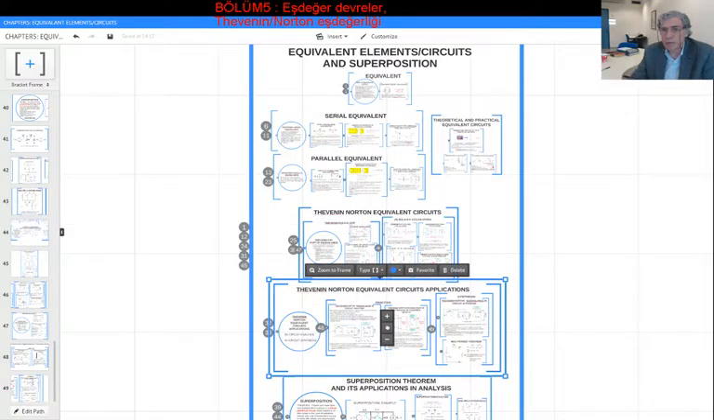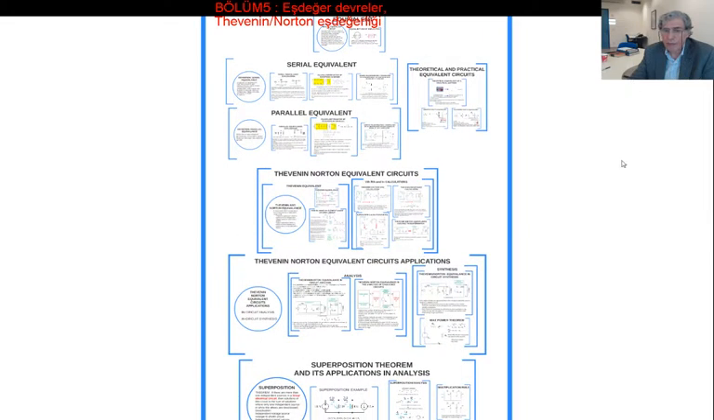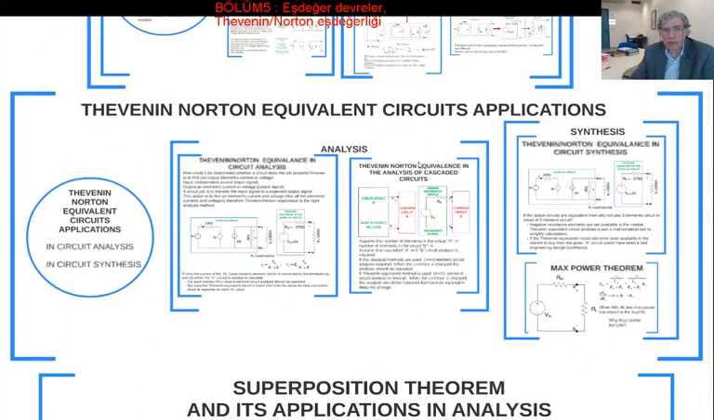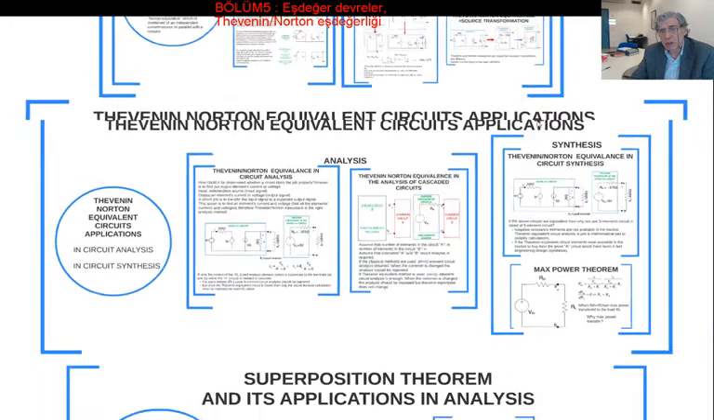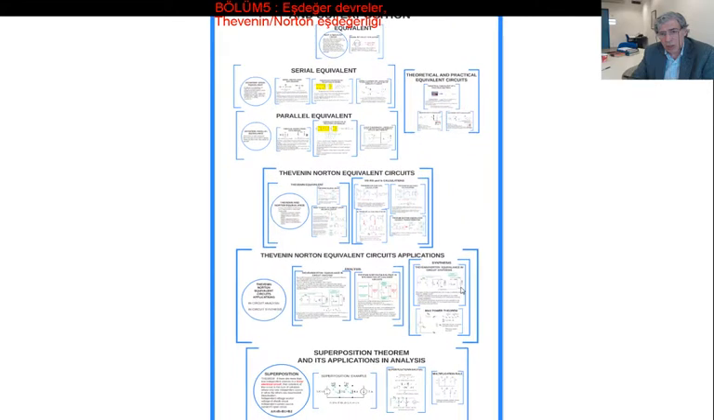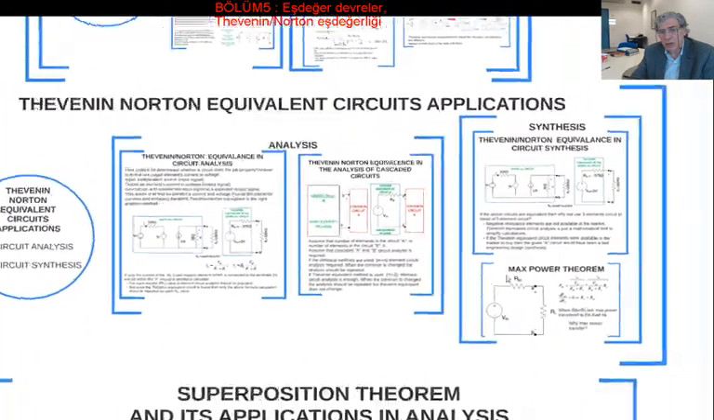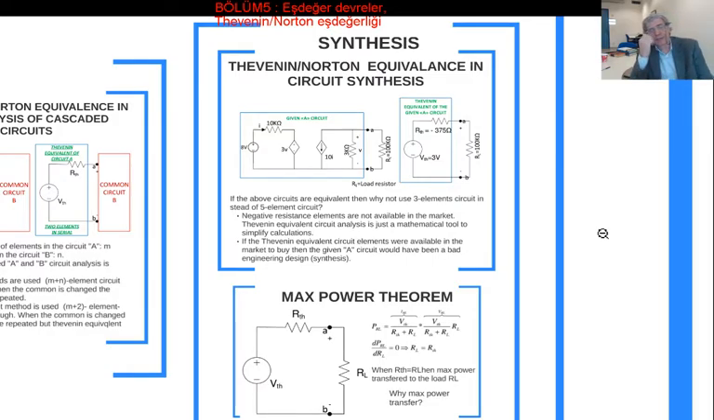Once again we came to chapter 5 and Thevenin equivalent circuits, usage of these Thevenin equivalent circuits in the analysis we examined in the previous video. Now we will be examining Thevenin equivalent circuit usage in synthesis. Here you are. If you look at the previous example, we are examining this usage in our example. Now this is the circuit given to us, and this is the equivalent circuit of this.